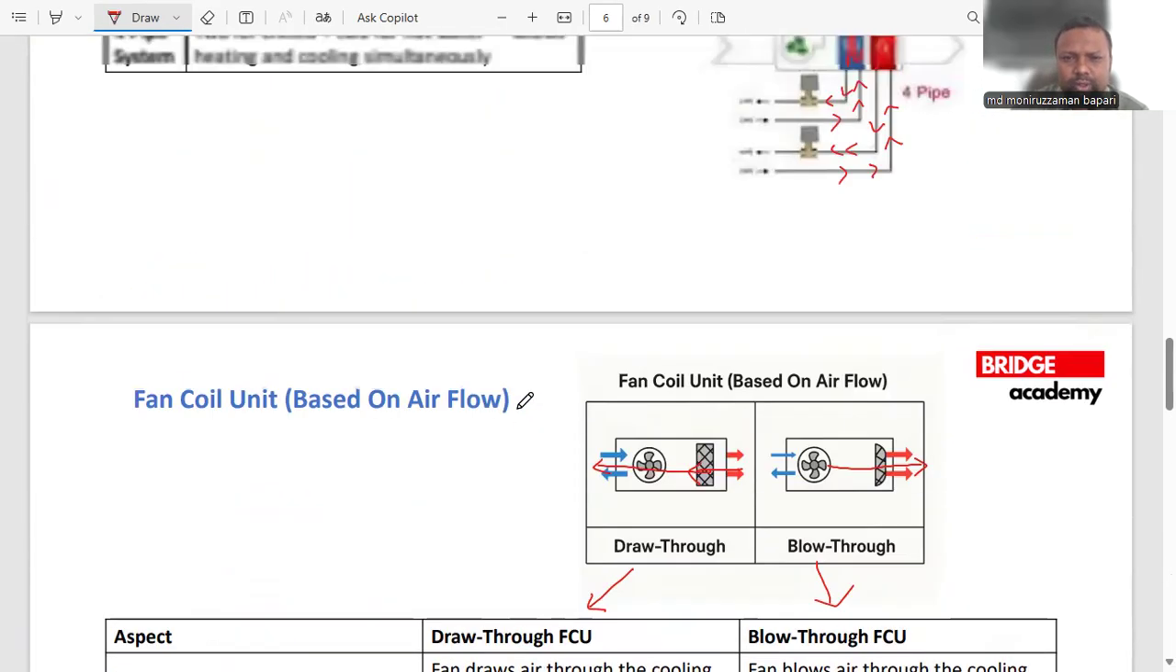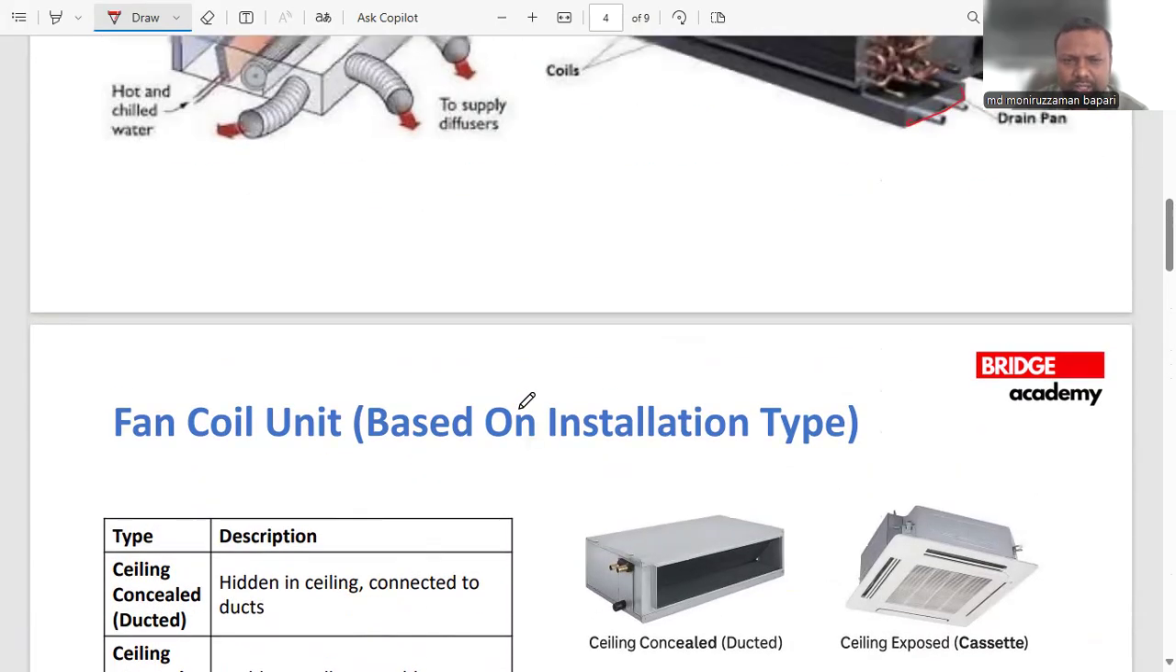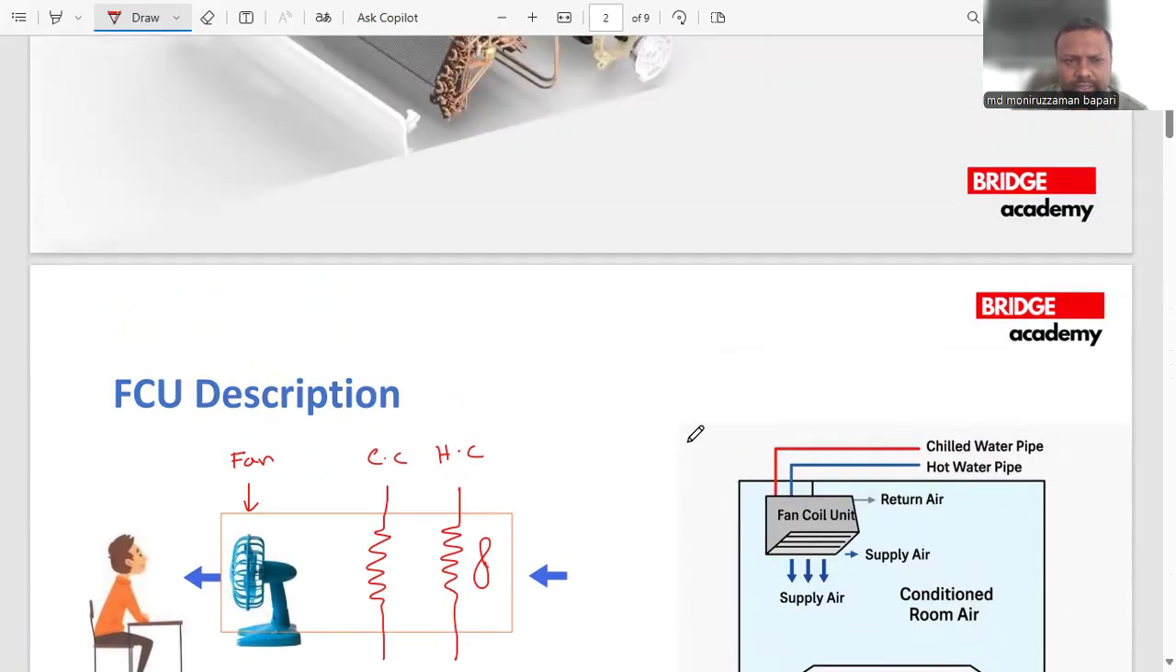Moving up, we're going to learn how to size a fan coil unit, the tonnage and load calculation and everything, so that you can effectively choose your fan coil unit for your scenario. Let's move forward.